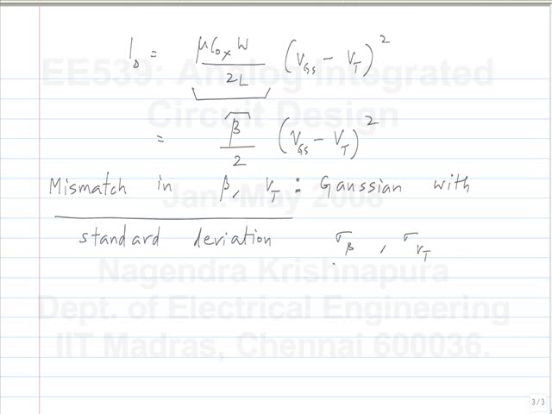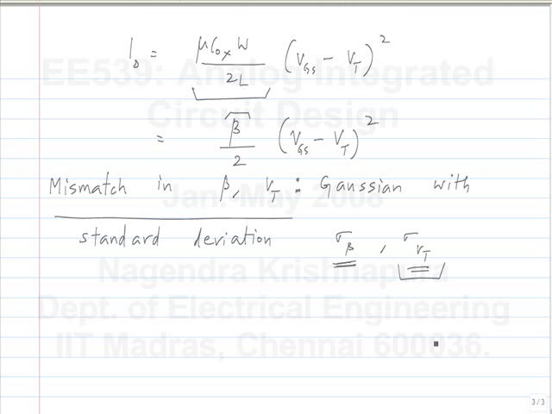Now, in case of beta, that's what we do. If the ideal value of beta is something, this sigma beta represents the standard deviation of the relative mismatch. In case of VT, it doesn't make any sense to make it a ratio of Vt. So, it is represented as some mismatch in the voltage itself. It's not relative to the mean value of the Vt, it is a mismatch in the voltage.